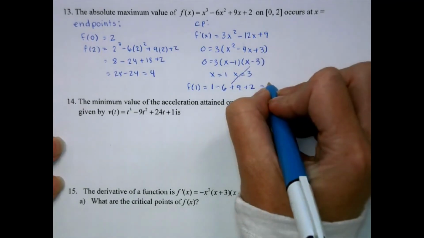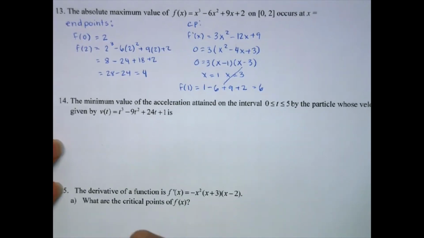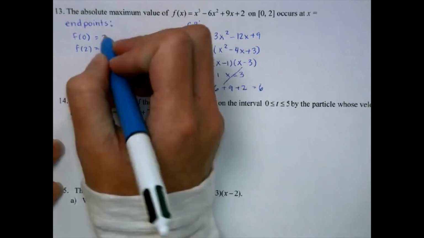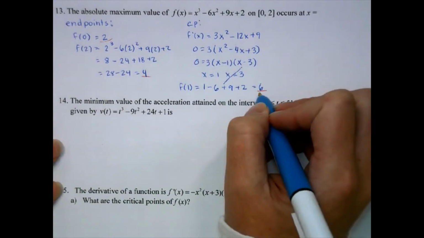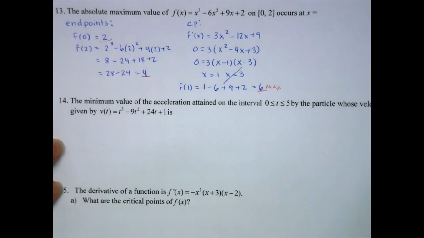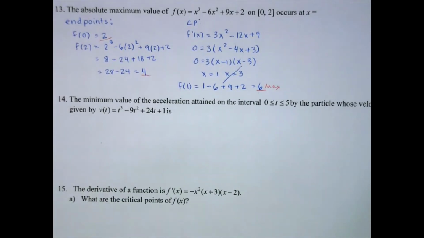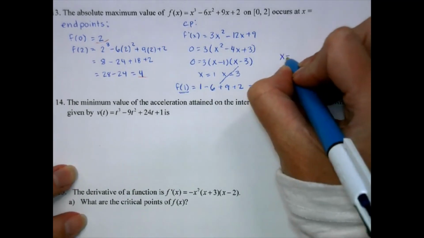So our 3 candidates are 2, 4, and 6. 6 is the maximum. But we want to look at what the question's asking. It says it occurs at x equals, so we're looking for the x value. So our solution there is that x equals 1.